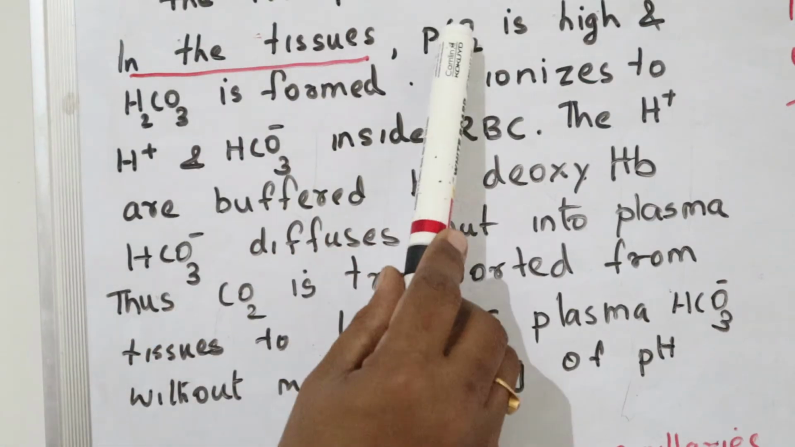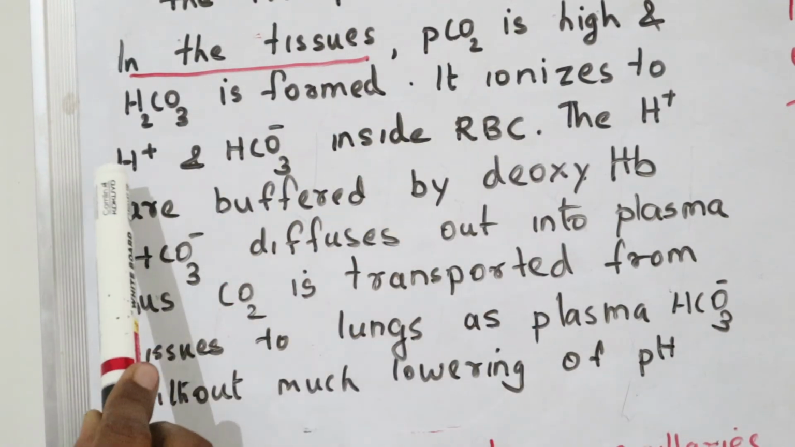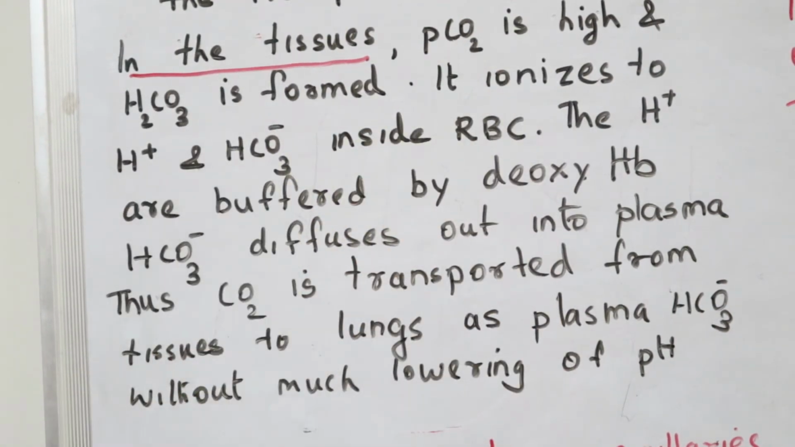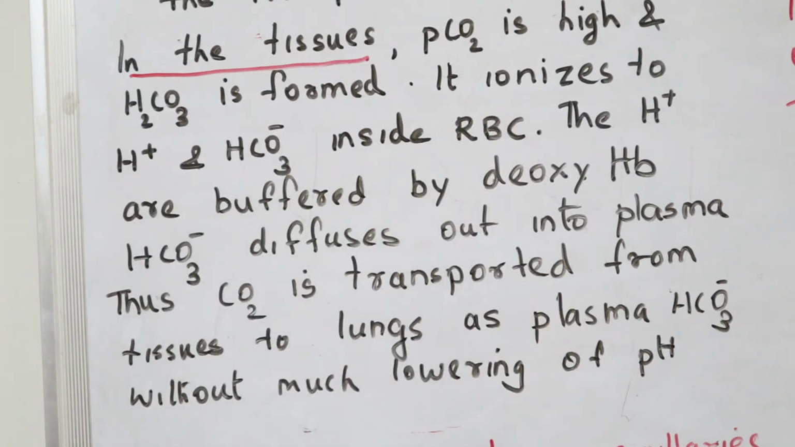So in tissues, the partial pressure of carbon dioxide is high and carbonic acid is formed. It ionizes to H plus and HCO3 minus inside the RBC: bicarbonate and proton. The H plus is buffered by the deoxyhemoglobin, Hb, producing HHb. And bicarbonate diffuses out into plasma.